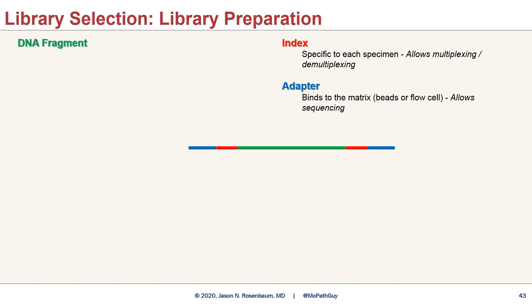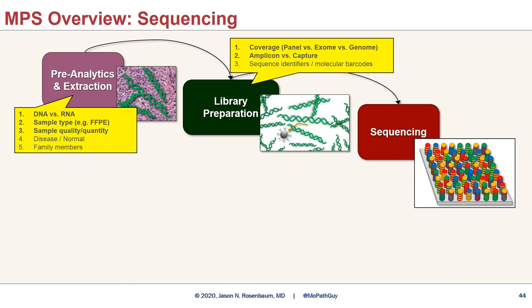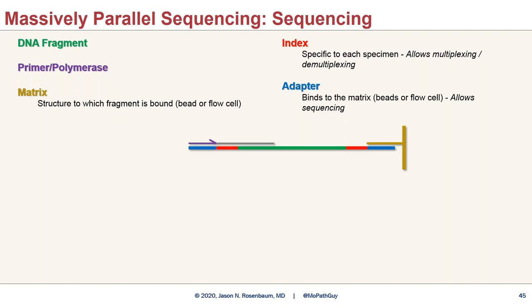We also add an adapter that provides a place for the matrix to bind to. And the matrix, it sounds cooler than it is, is either beads or a flow cell that is essentially just a place for the sequence to bind and sequencing to occur. And that's represented here by this gold T shape. The adapter also provides a site for the polymerase to begin sequencing. And so once you have your library prepared and labeled, it can go on the machine and be sequenced. And that's a little cartoon of what sequencing is like. It's the extension of the primer sequence, nucleotide by nucleotide, in the machine.